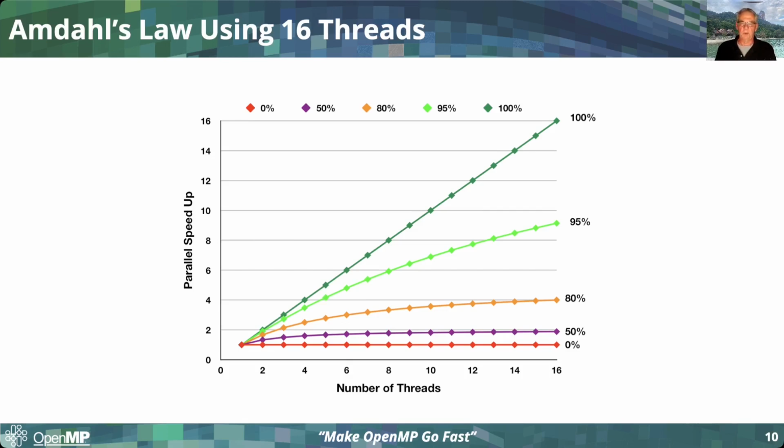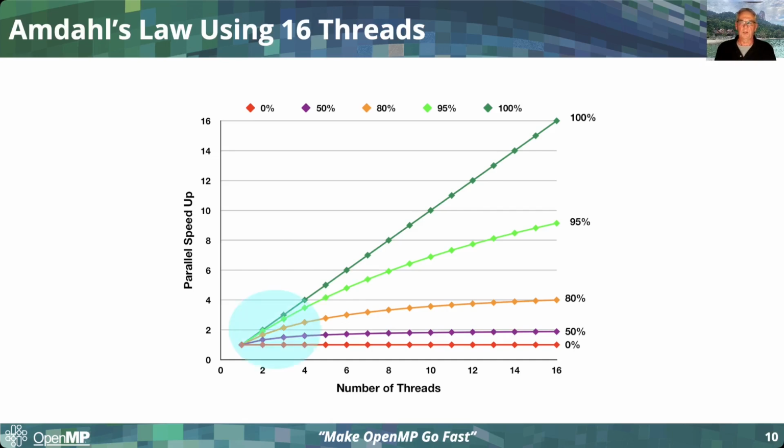For example, if I have parallelized half of my runtime, I won't get more than 2x speedup, no matter how many threads I throw at it. If I have 95% parallelization, I still won't get more than 10x. That's kind of a bit depressing, but it's the way it is.